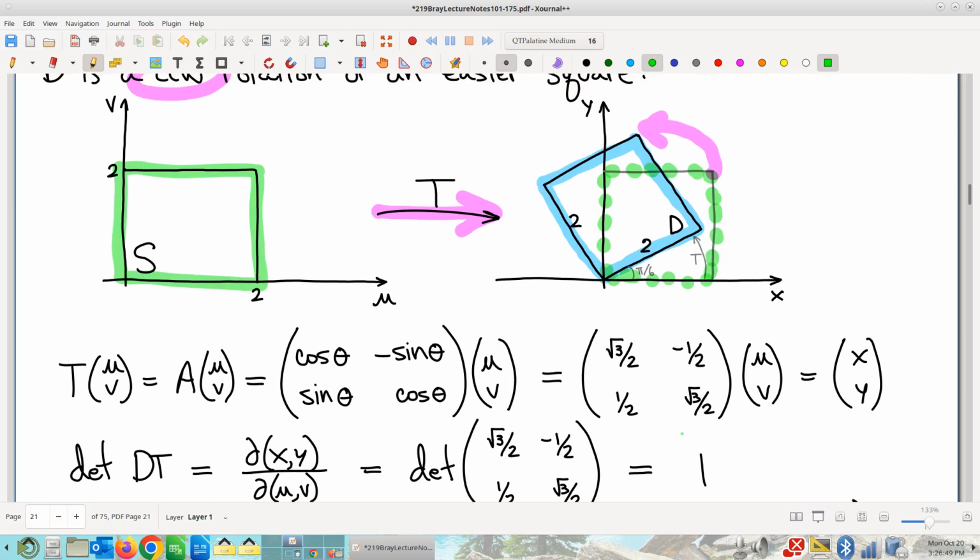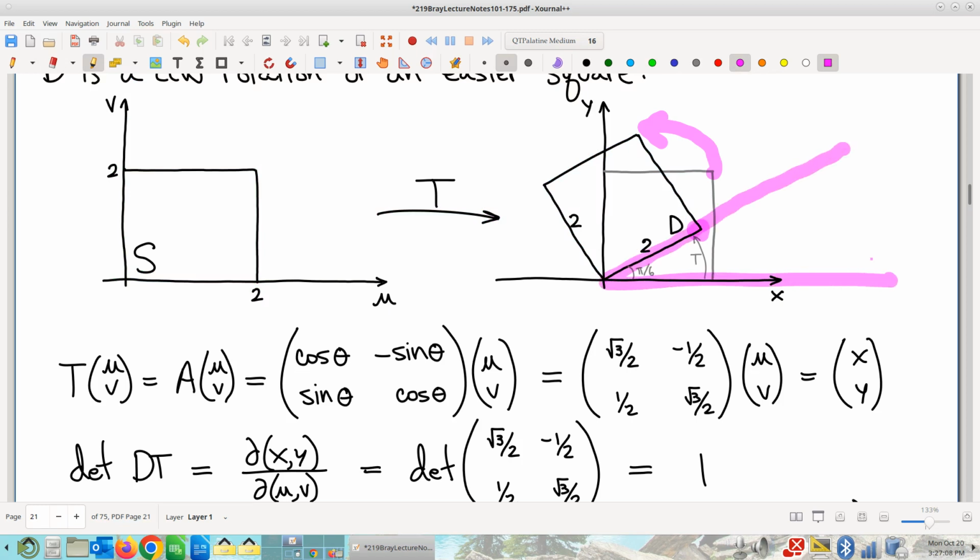So first of all, let's talk about this change of variables function, this rotation. So this counterclockwise rotation, by the way, you can do a little bit of trig. Based on where this point is, persuade yourself that the angle by which we're rotating is pi over 6. That's just a little bit of trig and geometry, so make sure you're good to go with that.